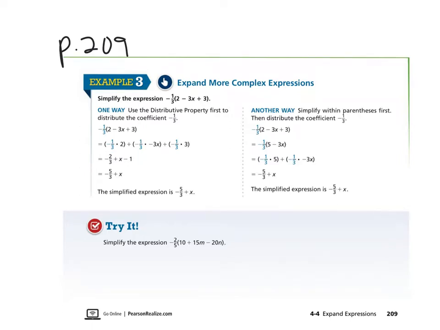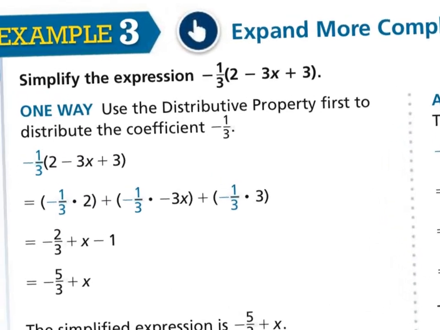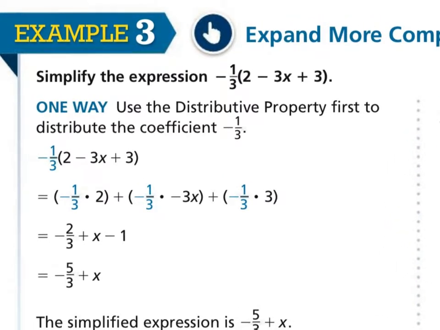Continuing lesson 4.4, if you look at page 209, example 3, they want us to simplify this expression. So similar to what we've been doing for simplifying, first of all, they're subtracting. You can add the opposite, and then we are going to distribute, multiplying into all those different parts.